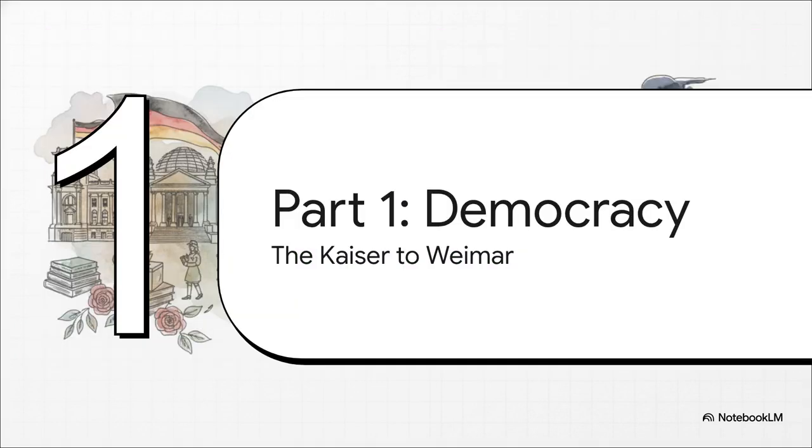Right, let's jump into part 1, Germany and the growth of democracy. This is the story of how Germany went from the old rule of the Kaiser all the way through to the so-called Golden Age of Weimar. It's a heck of a ride, covering the collapse of imperial Germany, the absolute trauma of World War I, and the chaotic, messy birth of a brand new democratic republic.